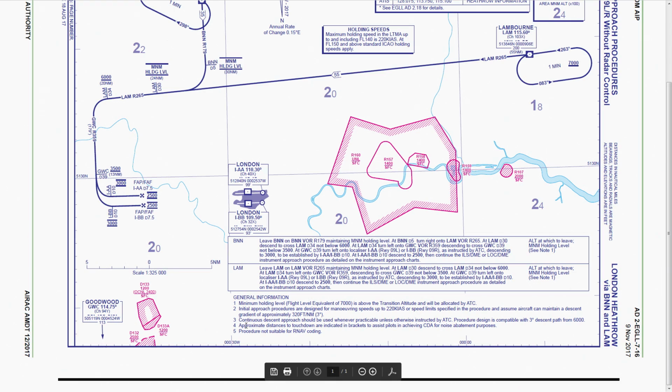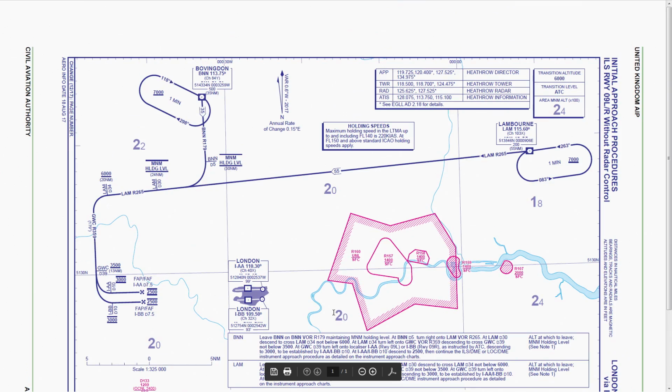And then approximate distance to touchdown are indicated in the brackets, so you can see there, 30 nautical miles, 24, 20, 13, that's 10, and then that's 7.5. Very, very simple. That's just for noise abatement, so don't worry about that just yet. And procedure not suitable for RNAV coding, so don't worry about that because we haven't done anything to do with RNAV.